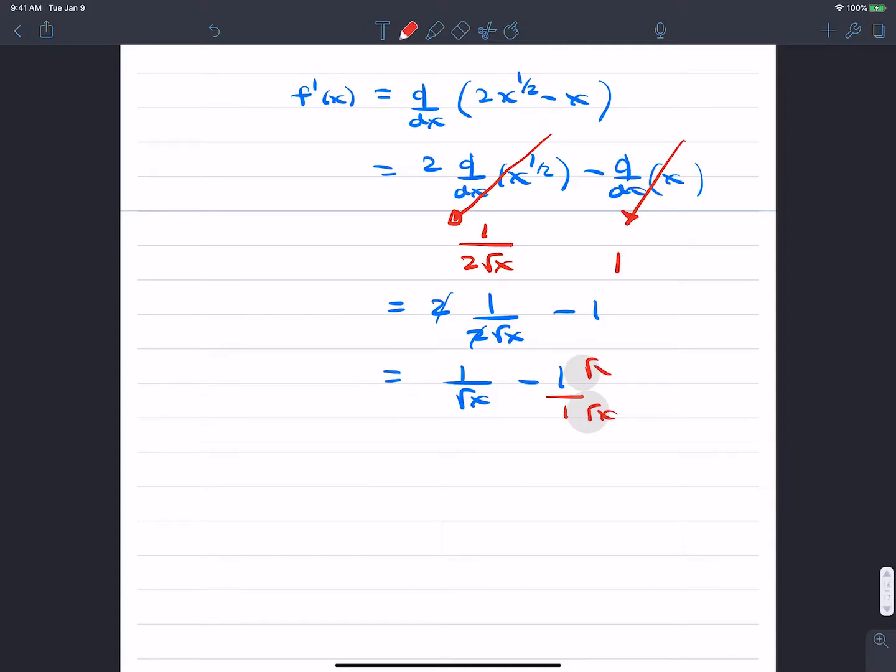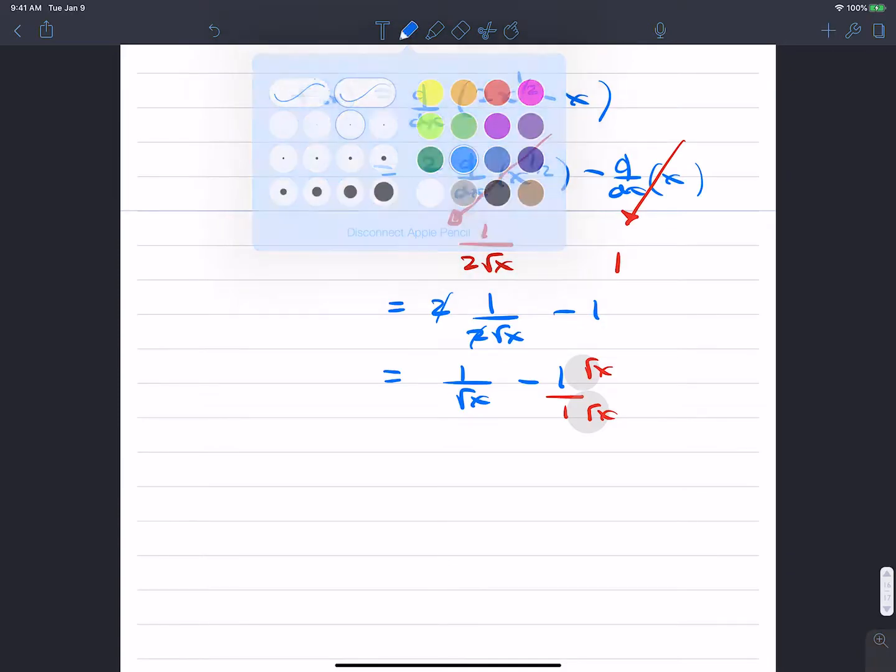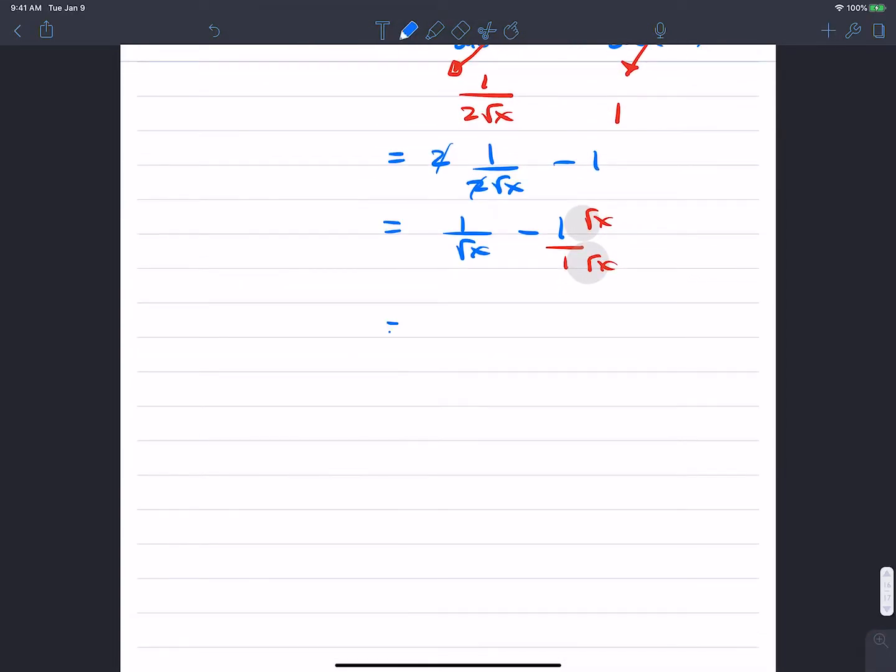Square root of x over square root of x, is that true? Isn't that 1? So, one over the square root of x minus the square root of x over the square root of x. They're now like. Because they're like, the same denominator, right? You keep the denominator and you add or subtract your numerators. Now, this is my first what? That's my first derivative.